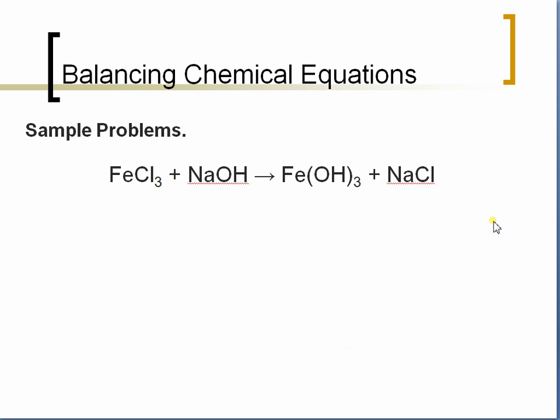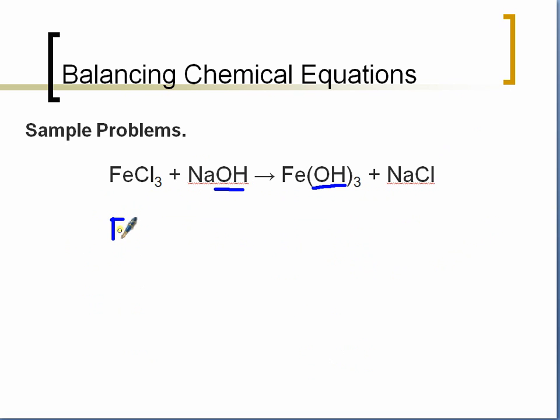Now, here's a little tip. If you see a polyatomic ion on both sides, you can actually keep them together. So I know from my polyatomic ion list, hydroxide. So instead of separating each element by themselves, I'm actually going to keep them together. So let me show you how I do that.